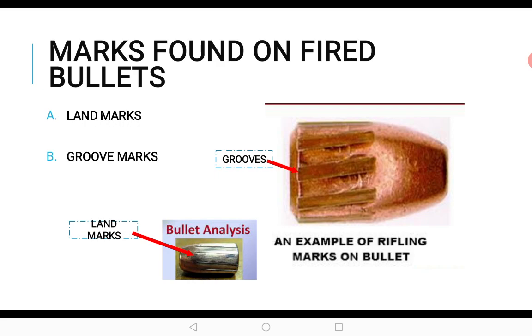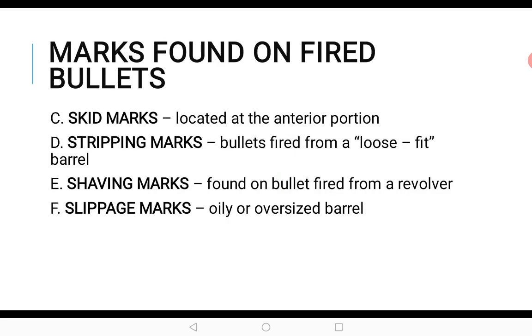Another is the groove marks. They are caused by the grooves. Again, when we say land, it is caused by the land. When we say groove, it is caused by the grooves of the barrel, which are the same number as the land marks. Another is the skid marks. Where are skid marks found? On bullets fired from revolvers.